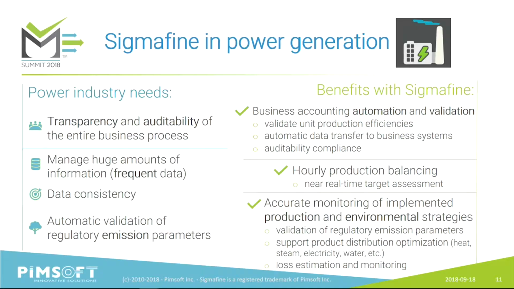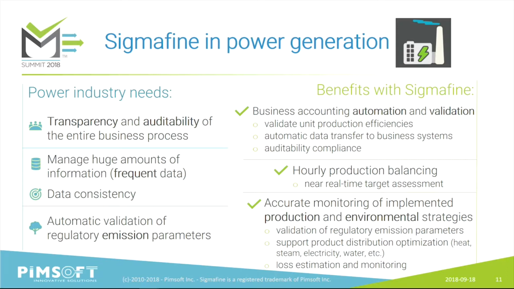Here we have another example of Sigmafine applied to energy in power generation. In the power industry, some major needs are the transparency and trustability of data of the entire business because of the industry's direct relation with the public. Another need in the power generation industry is that they have to manage huge amounts of data, along with inherently inaccurate measurements. So Sigmafine can validate the unit production efficiencies and also automatically transfer this data to a business system and support compliance.